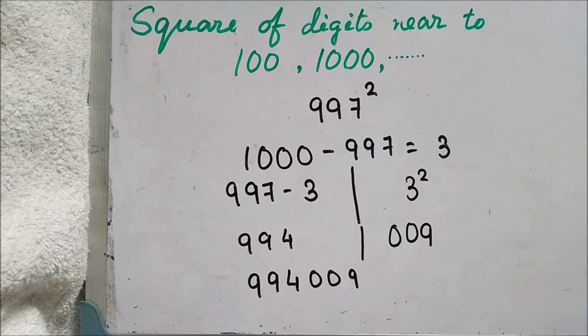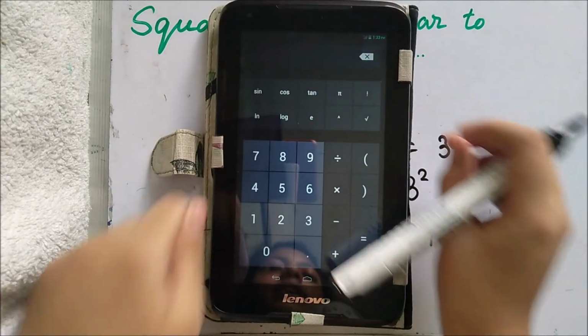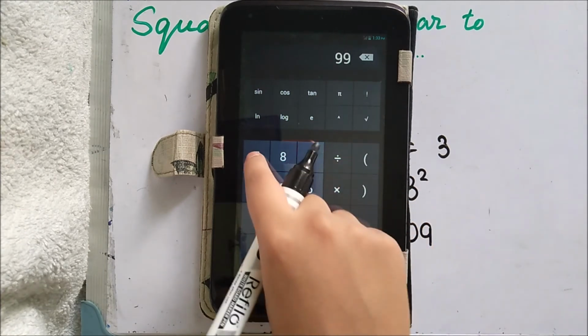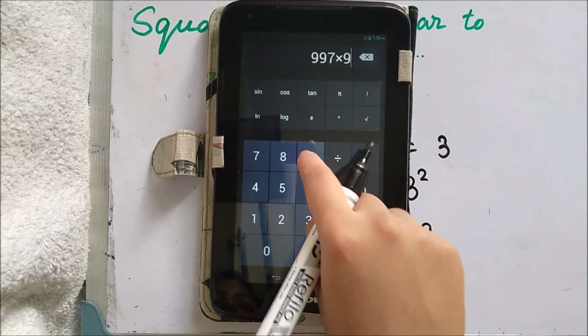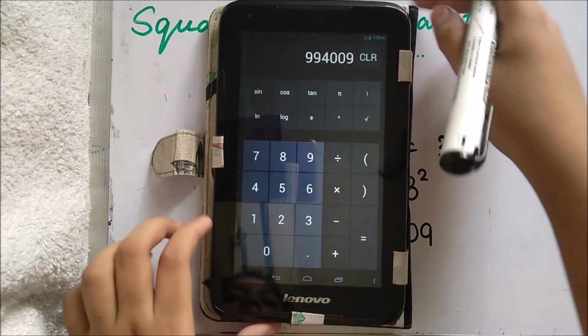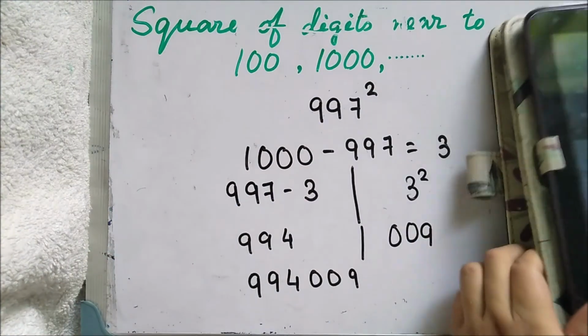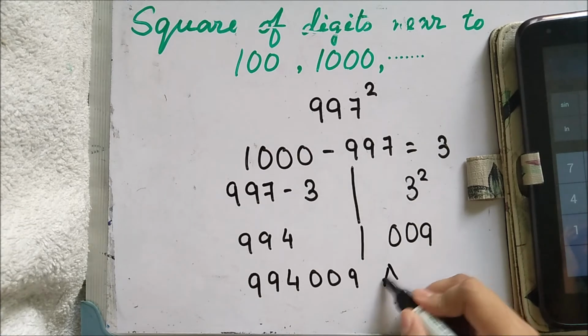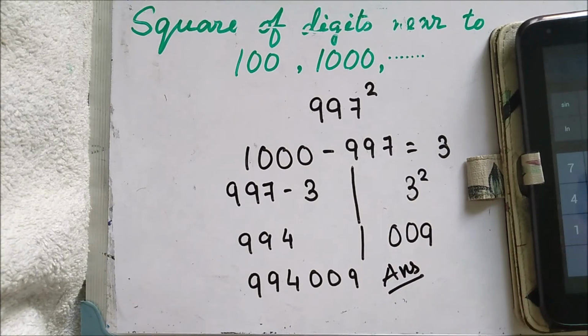994009. So we will calculate whether our answer was correct or not. So it is 997 into 997, that is equal to 994009, and our answer also came as 994009. Hence our answer is correct.